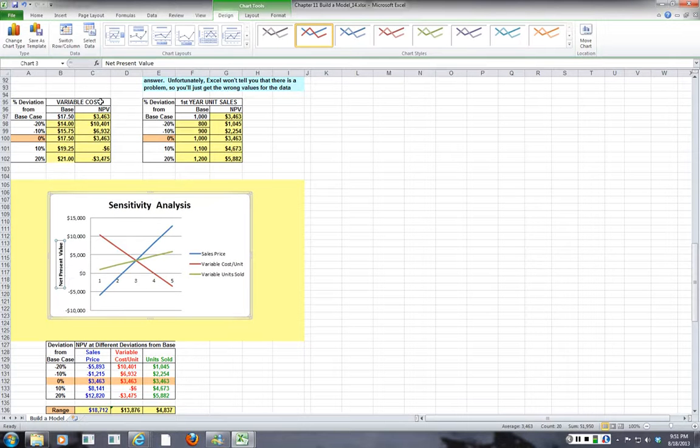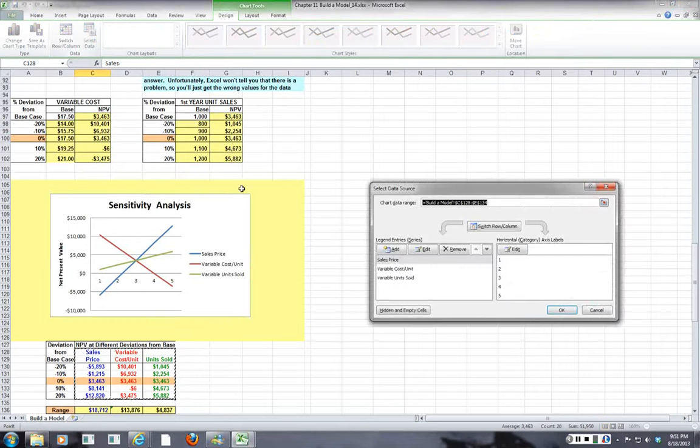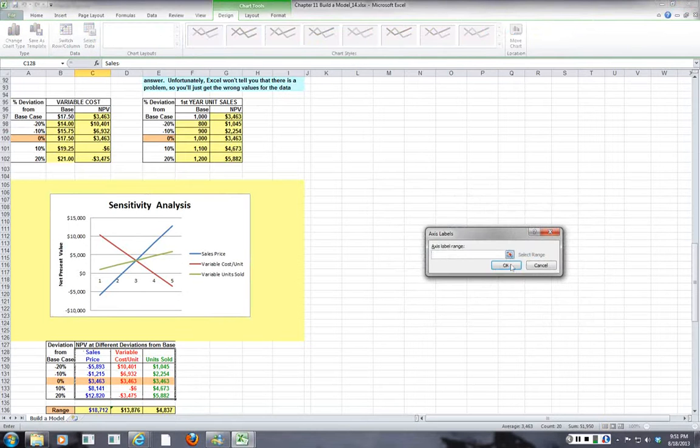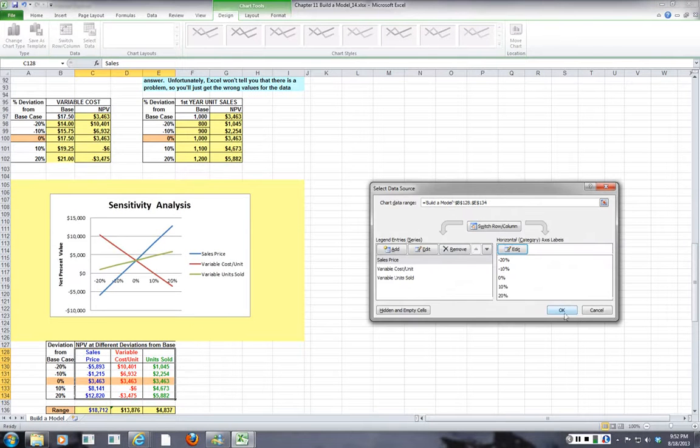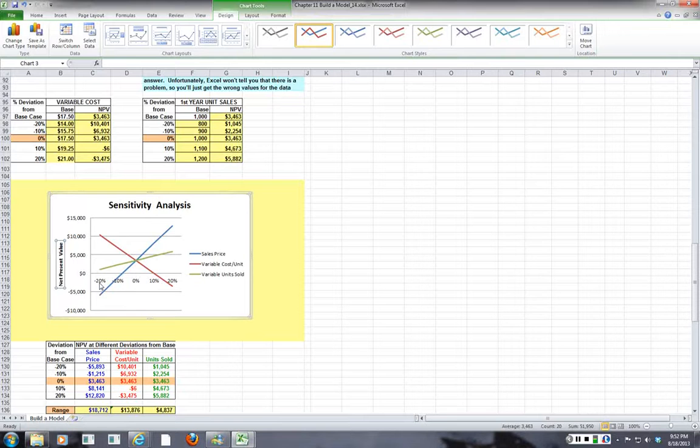So now I want one more thing. I'm going to take this select data, go over here. I want to select this range right here of variable percentages. And you can see it's over here. So you can see the percentages. When it's a minus 20, this is what will happen. Positive 20 and so forth are there.